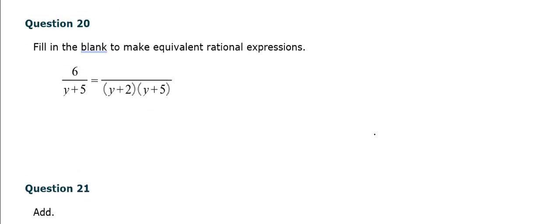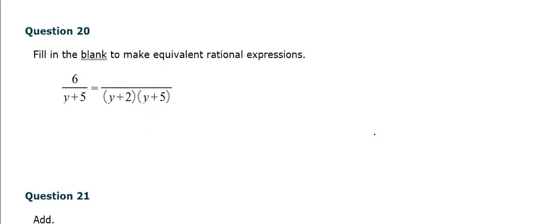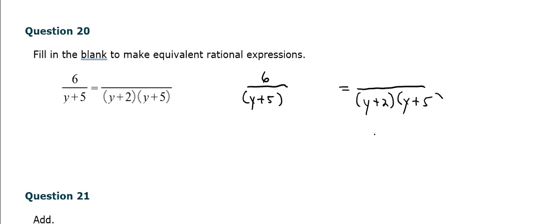The next problem. I have 6 over y plus 5 equals blank over y plus 2 times y plus 5. So we do the same thing. How did we get from the y plus 5 in the denominator to y plus 2 times y plus 5?